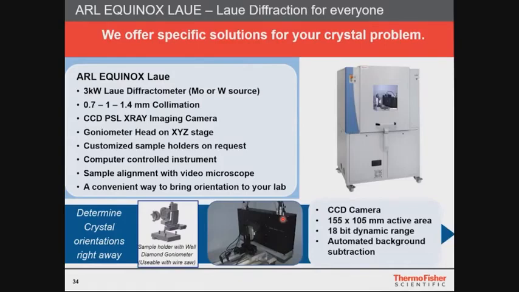And this instrument is maybe a convenient way to bring some orientation capability to your lab. The CCD camera is quite big, has 18-bit dynamic range, and we are using automated background subtraction. Here you can see a schematic of the sample holder. It's equipped with a goniometer, so it's usable with a wire saw if you want to cut your crystal correctly.